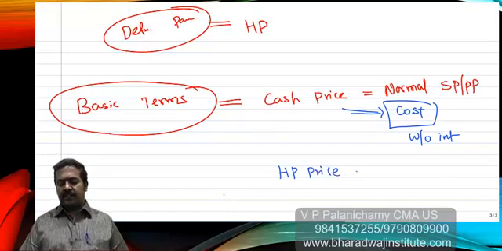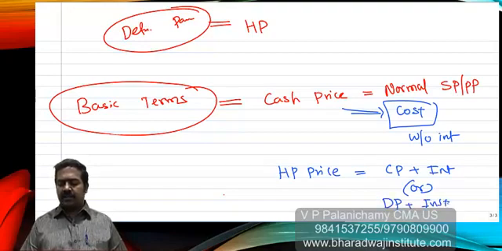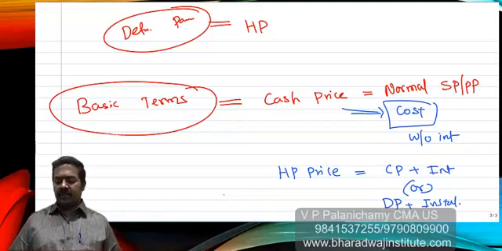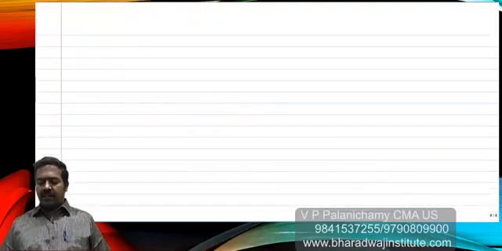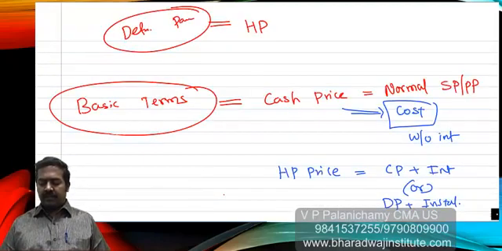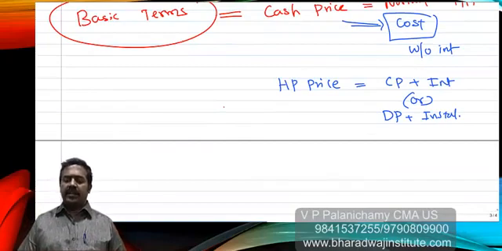Hire purchase price. There are 2 methods of working. Cash price plus interest, or you can say down payment plus installments including interest. Value of installments including interest. Hire purchase price is equal to cash price plus interest, or down payment plus installments including interest.